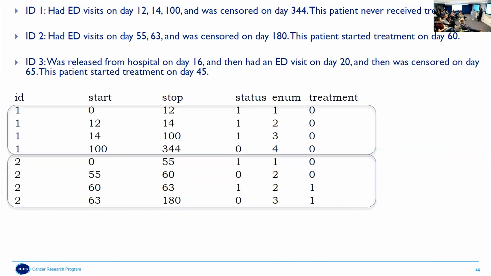And then their next segment is 55 to 60, because at 60 they had a change in their treatment status. Then you go from 60 to 63, and 63 to 180. So notice how at 55 and 63, the status is 1, because that's when they had their ED event.